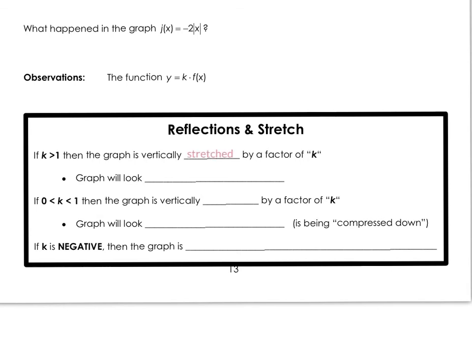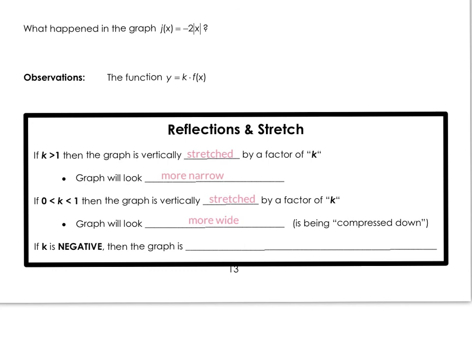When this happens, when k is greater than 1, the graph will look more narrow. And that'll always be the case because we're taking this graph and spreading it over a further area. When it's between 0 and 1, the graph is still vertically stretched by a factor of k, but this time the graph will look wider. So I wrote that as being more wide because it's being compressed down. The space for it is taken to a smaller amount.